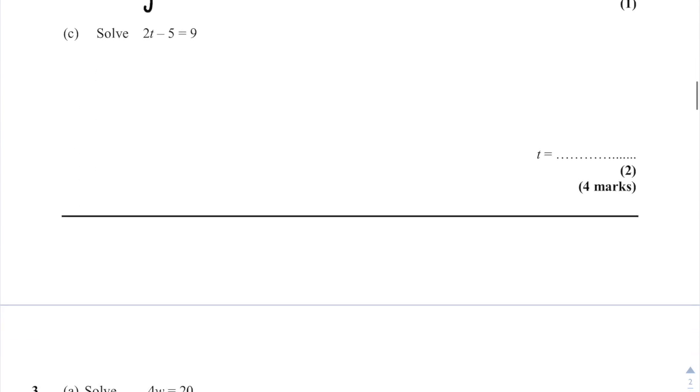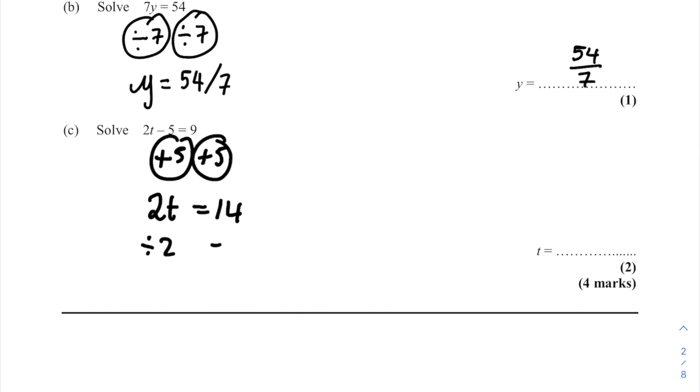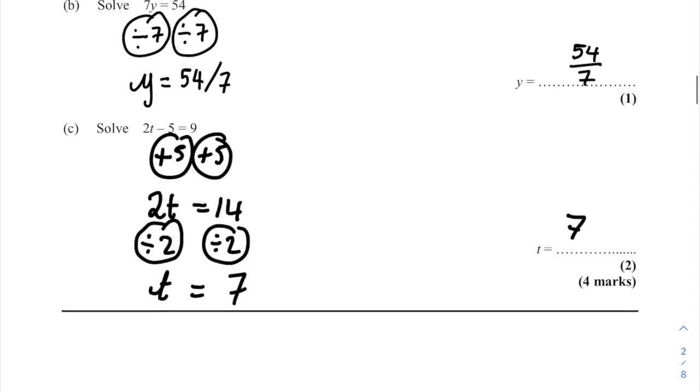So for C, it says solve 2t minus 5 equals 9. What we need to do is add 5 to both sides to get 2t equals 14. And then we have to divide by 2 on both sides. So that gives you t equals 7.